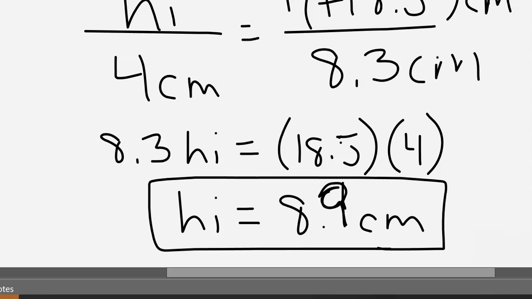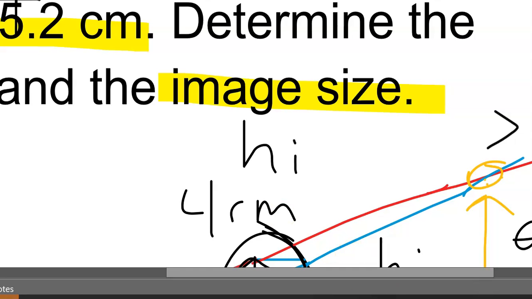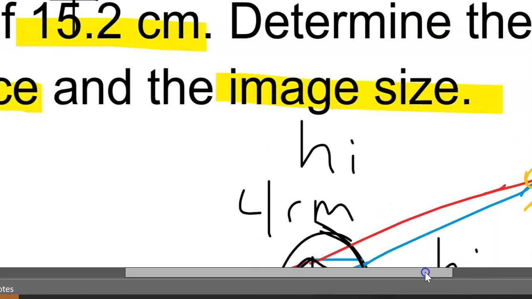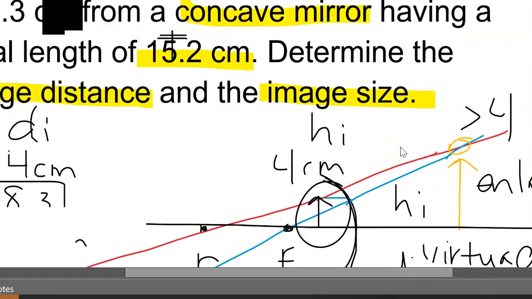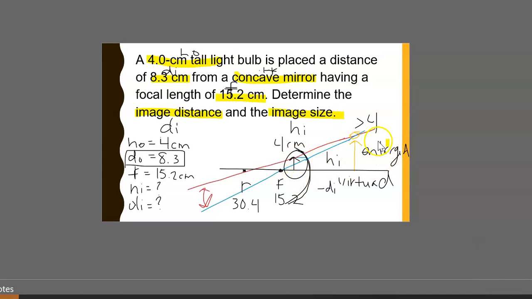If we zoom out, if I can. My goodness. Okay, our image was supposed to be larger than our object. So this was our object. We were supposed to find an image that was virtual, with a negative DI, and larger, greater than the height of our object. And that is what we got.